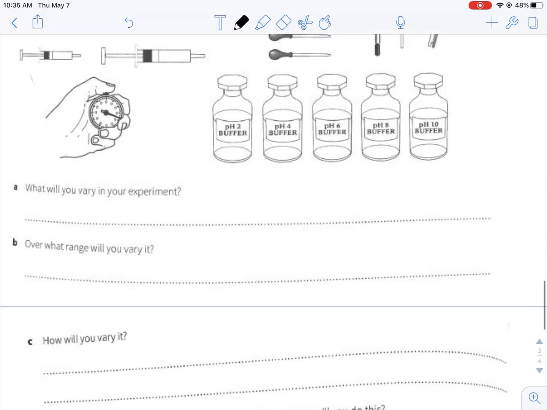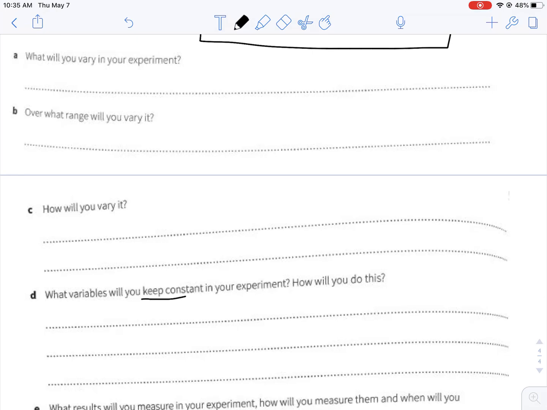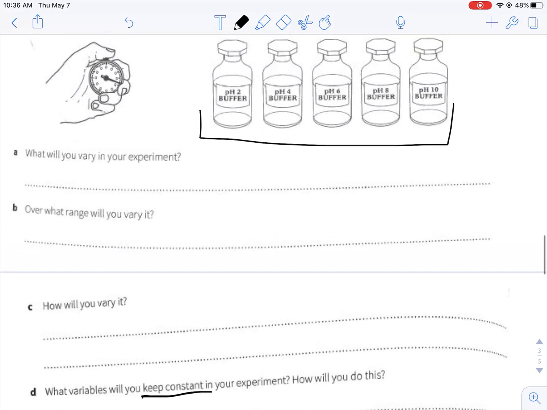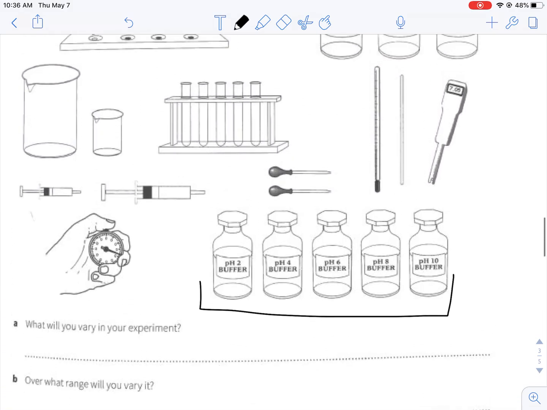And so if I am testing my pHs over a range, I will not be keeping that constant for this question. I saw that some students put pH in that, so make sure that if you are saying that you're varying a variable, you can't say that you're also keeping it constant.